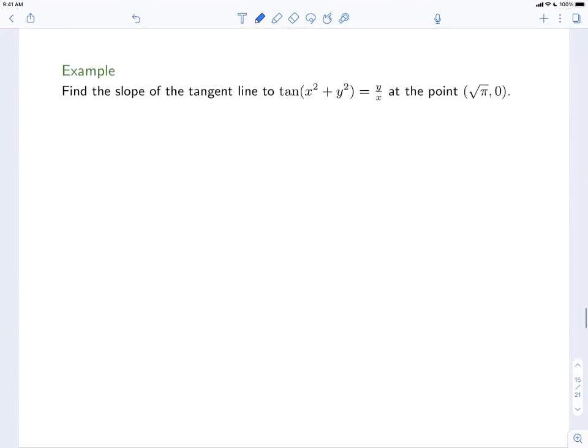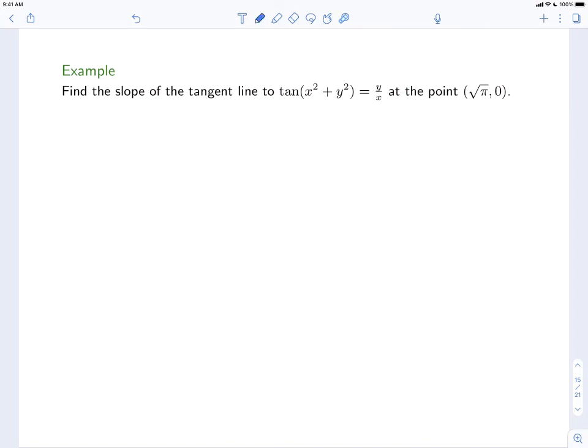So in this case, the point we're interested in is the point with coordinates square root of pi, comma 0. That's just to make the computations a little bit easier in the end. But you can check that, yes, this does, in fact, satisfy the equation. So this is a point on the curve. y is 0, so the right side is 0. The left side is tangent of pi, which is also 0.